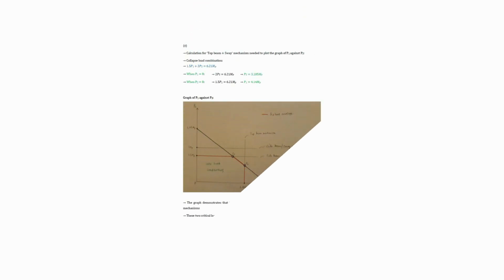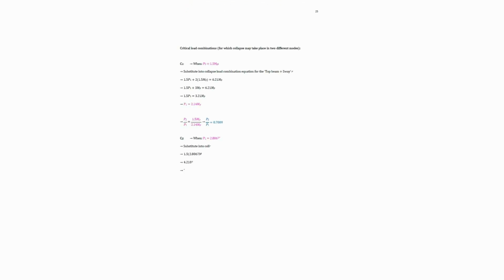C. To plot the graph of P1 against P2 for the top beam and sway mechanism: when P1 is 0, P2 is 3.105 times the plastic moment. When P2 is 0, P1 is 4.14 times the plastic moment. The graph shows two load combinations that correspond to two possible collapse mechanisms. These critical load combinations are labeled as C1 and C2.